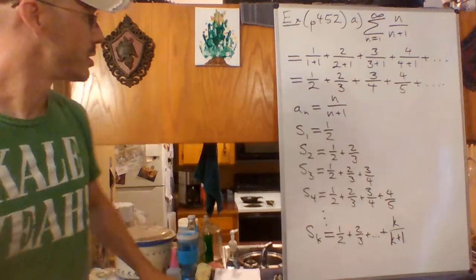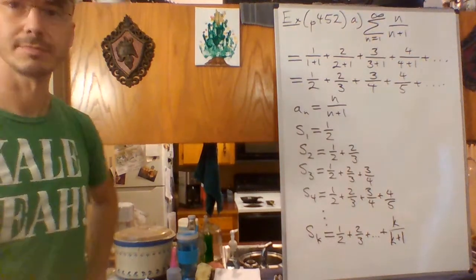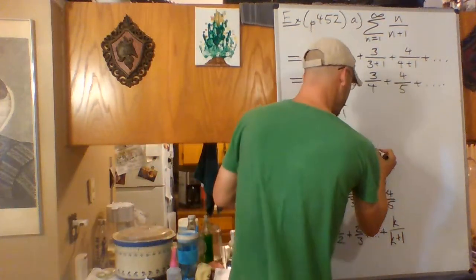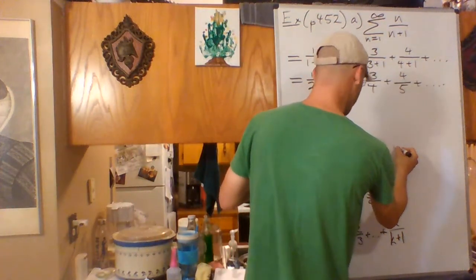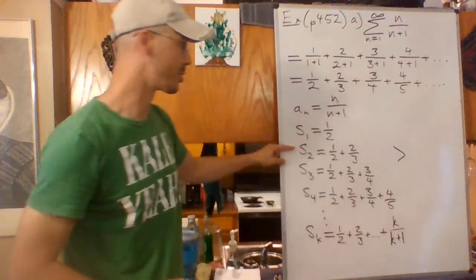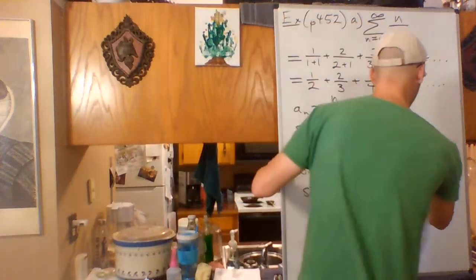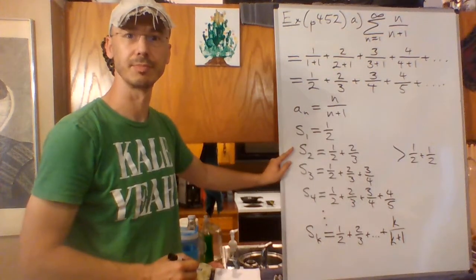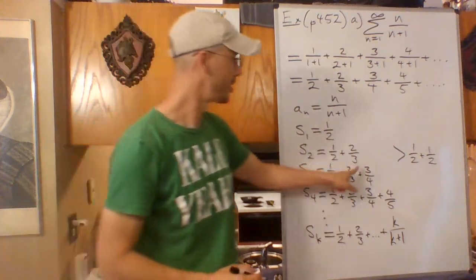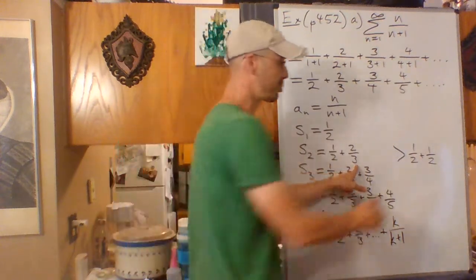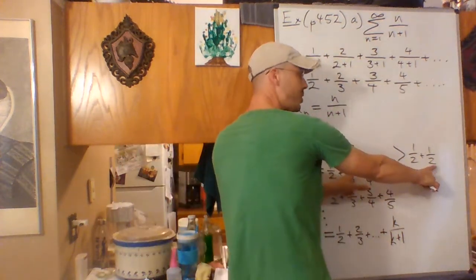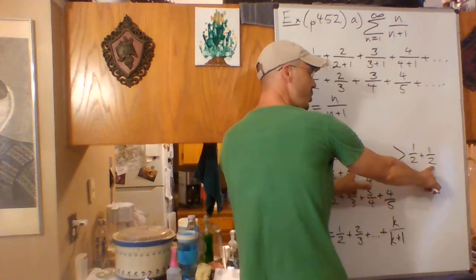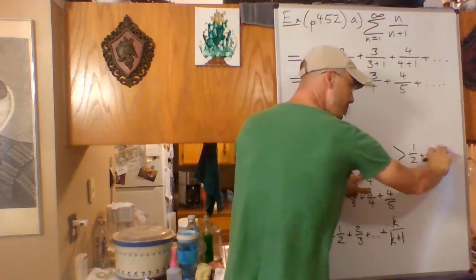And now we're going to do something clever to see why, well, we'll see what. First of all, this one is greater than 1/2 plus 1/2. Is that true? Yeah, 1/2 is smaller than 2/3, so 2/3 is greater than 1/2. And this one I'm leaving the same. I'm just saying that if I replace this one with 1/2, that's going to be smaller.